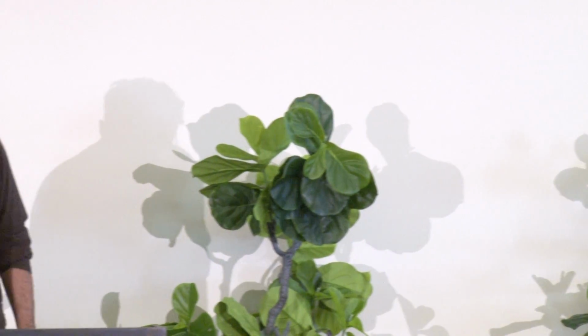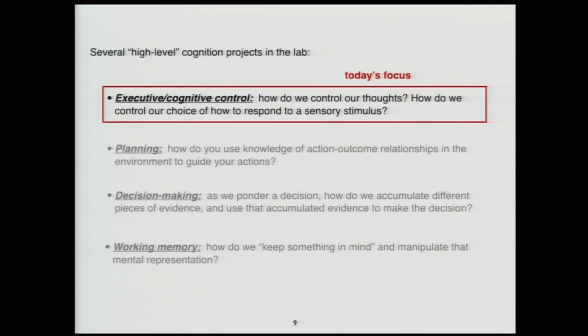I'm just going to point you to the kinds of things that we're trying. So I'm going to tell you a story centered around a particular cognitive process, executive or cognitive control. We have others going on in the lab, but today I'm going to focus on this one. And very loosely speaking, you might define cognitive control as the ability to control how you think, the ability to control how you respond to a stimulus.